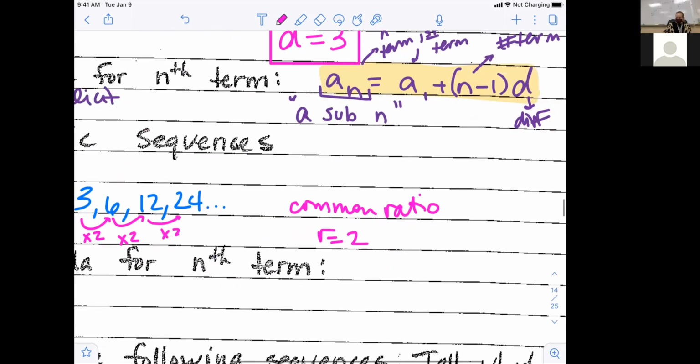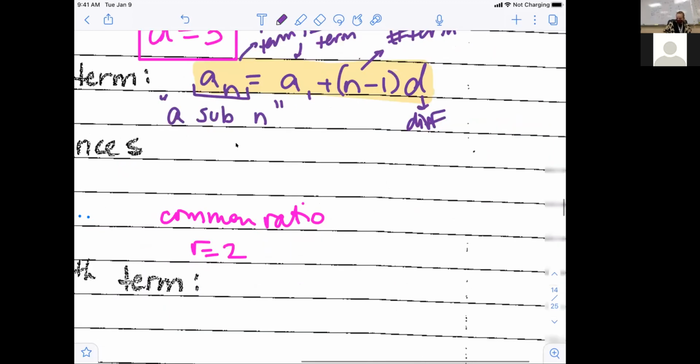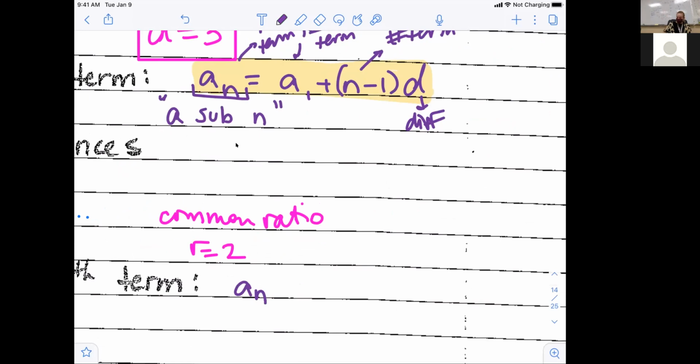Okay, my formula for this is very similar to the last one, but looks a little bit different. It's still a sub n, the nth term, equals a sub 1, the first term, but this time it's not plus anything, it's times r raised to the n minus 1. A sub n equals a sub 1 times r to the n minus 1.